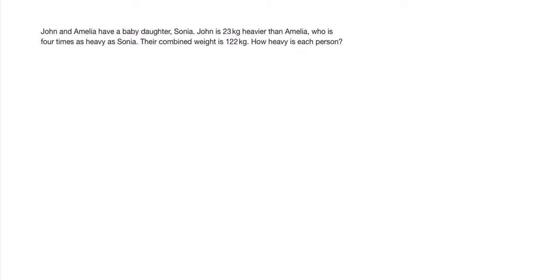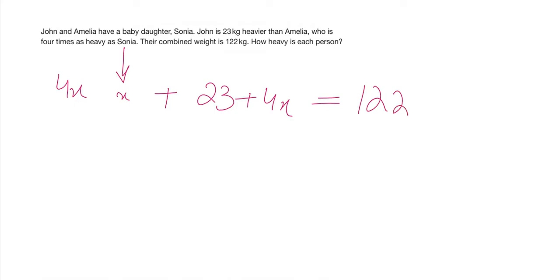Now we have a problem. Joan and Amalia have a baby daughter, Sonia. Joan is 23 kg heavier than Amalia, who is 4 times as heavy as Sonia. So we get to know that Sonia is X and Amalia is 4 times as heavy, and Joan is 23 kg heavier than Amalia. That is 23 plus 4x. And that would be equal to their combined weight of 122 kg. So now you have to solve this whole thing together and get the value of x.